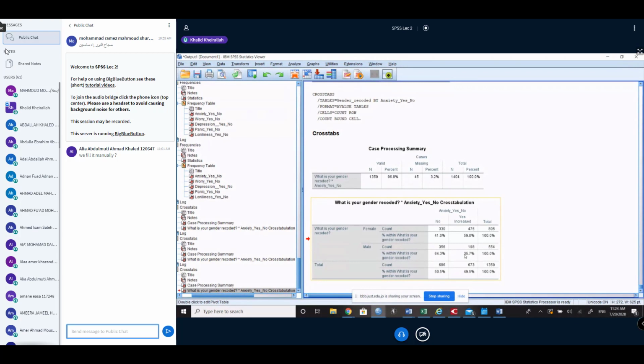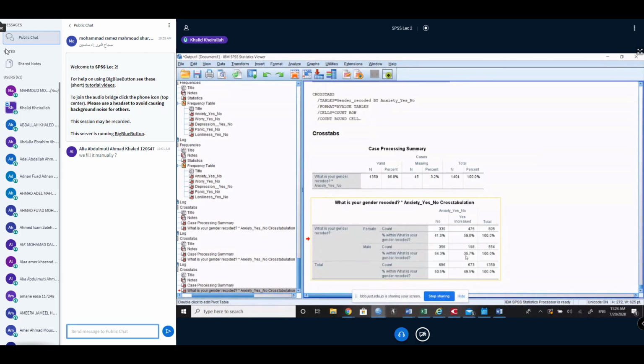Prevalence of anxiety, or proportion or percent, among males is 35.7%. Okay. In this sample, females have higher anxiety levels, or self-reported anxiety levels, compared to males. So this table gives you an indication that in your sample, females have higher anxiety than males. How about in the population?